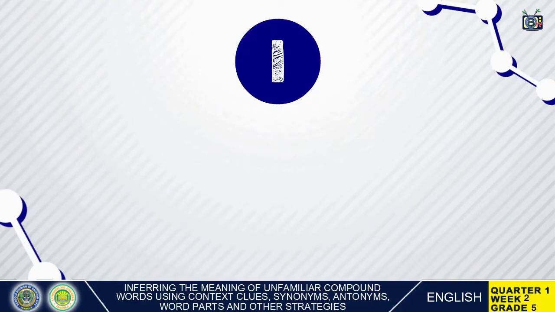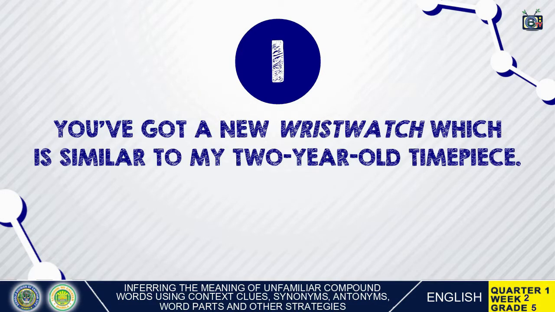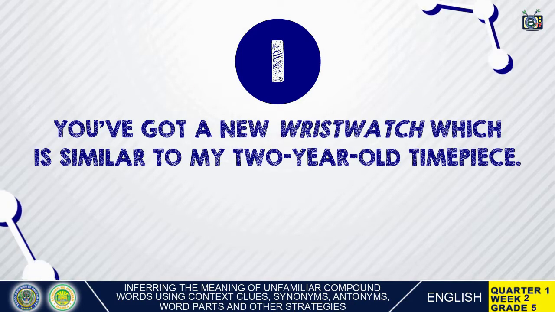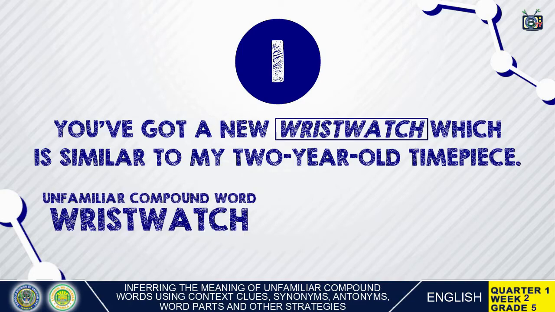Number one: You've got a new wristwatch which is similar to my 2-year-old timepiece. Now, what is the italicized unfamiliar compound word in the sentence? Great job! The word wristwatch. What word in the sentence hints at the meaning of the unfamiliar compound word? Can you guess? Very good!